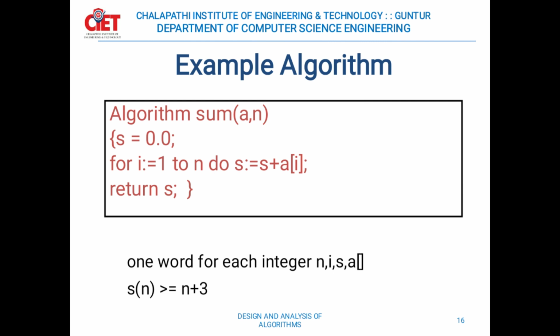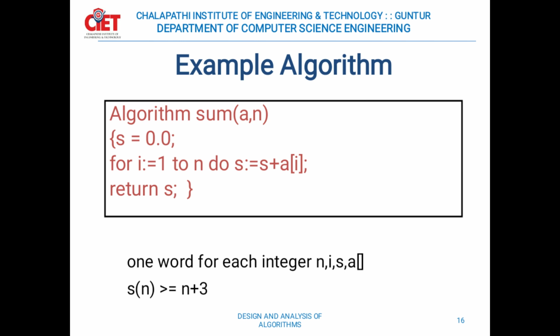Next we take down another example. The algorithm sum returns the summation of n elements in the array A. In this algorithm, the variable s is initialized to 0 and the for loop repeats up to n times. In each iteration, it performs addition of an element to the variable s: s is equal to s plus A of i. Finally, after summation of all the elements, it returns s.